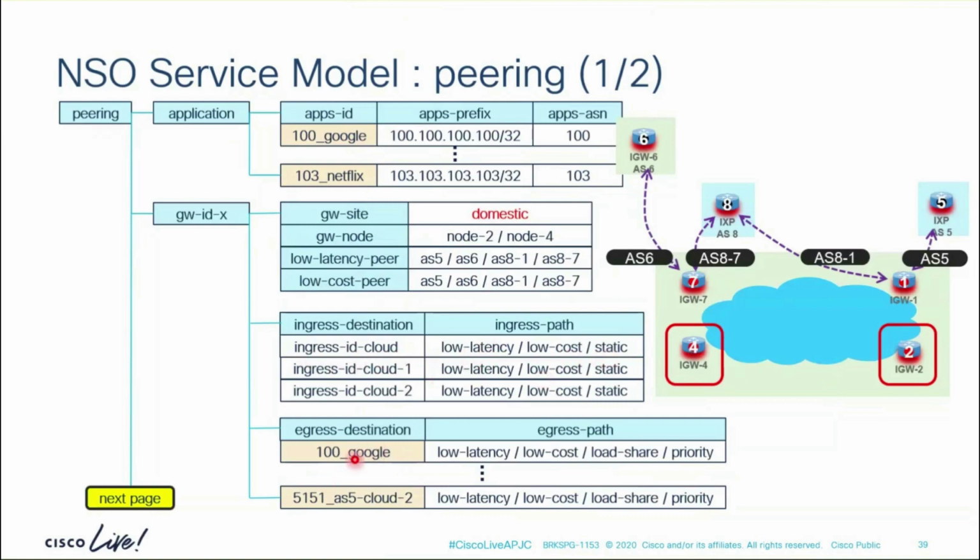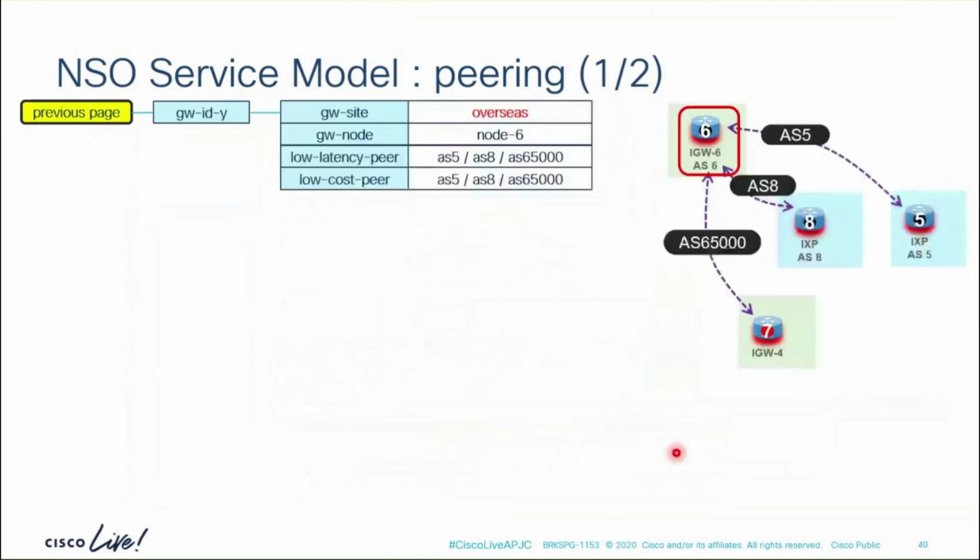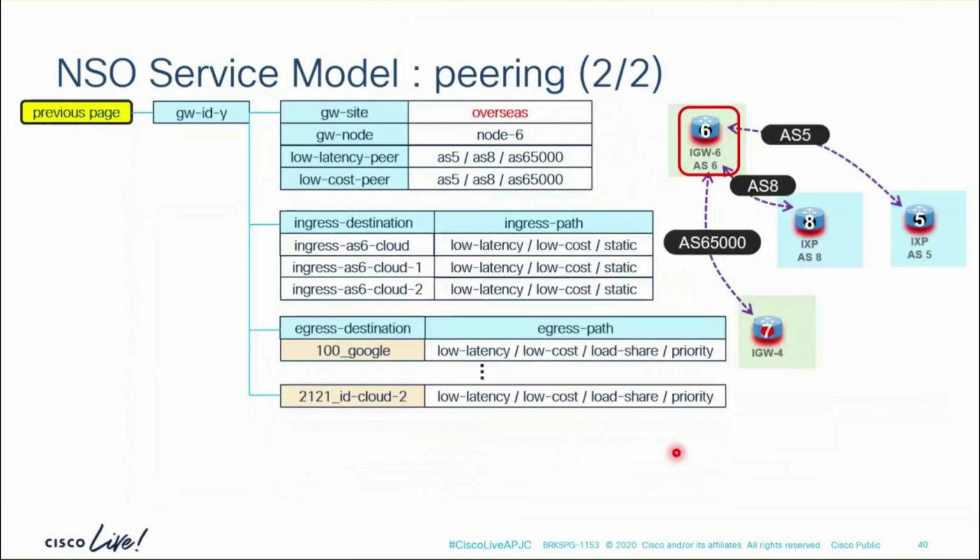Same as for the egress or the outgoing destination, we will have the menu to select which egress path or outgoing path we want to use here. This is for the standalone. Actually, we have the same policy configuration or menu here. It will apply on the router 6.